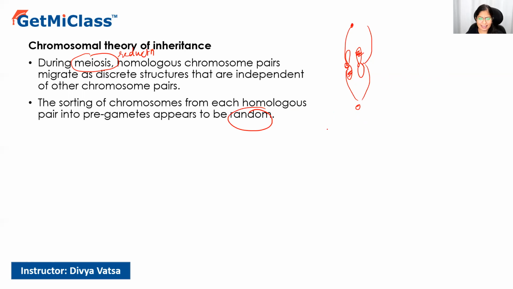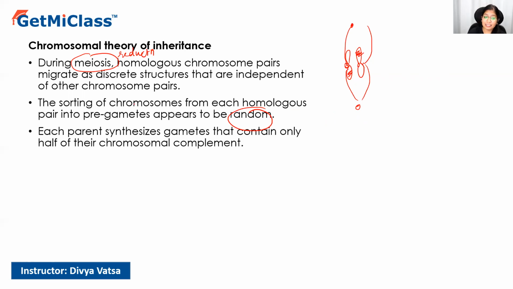It could be anything. That's why we have so many gametes, and so many gametes have different sets and different arrangements of chromosomes. So this is very random. Each pairing synthesizes gametes that contain only half of their chromosomal complement.